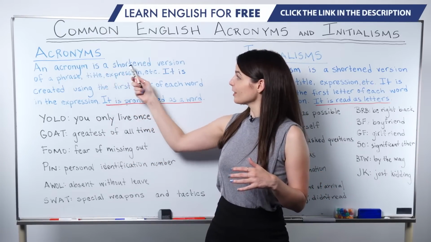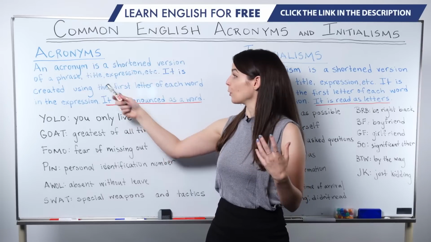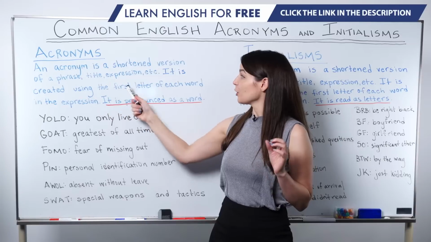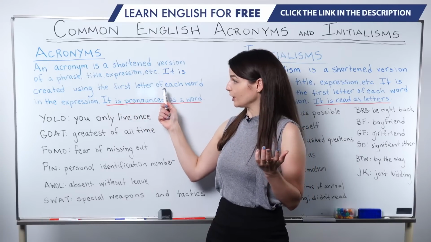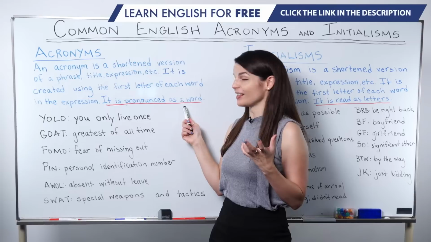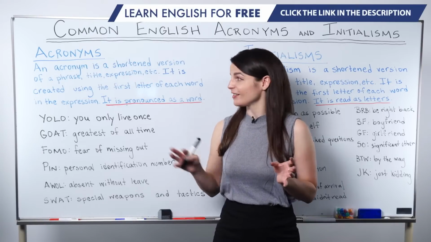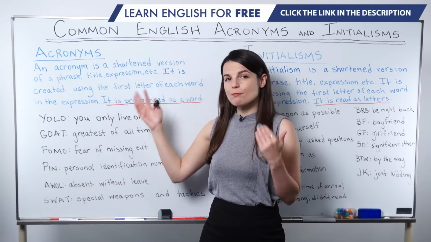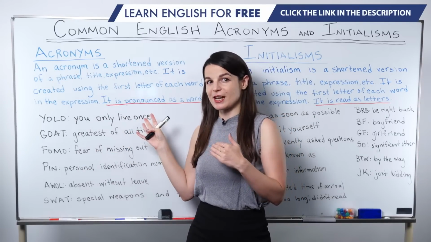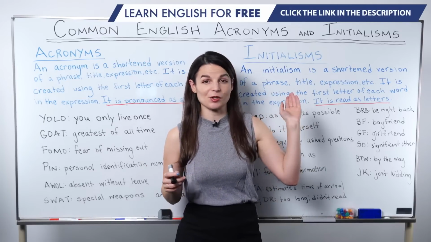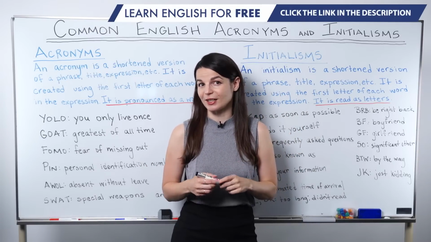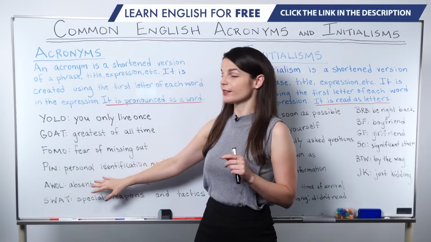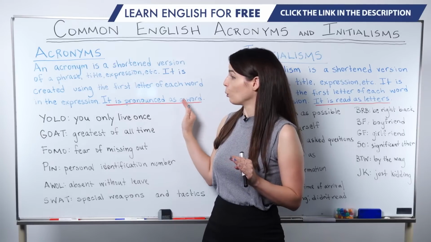Acronyms are short versions of phrases or titles or expressions and so on. Acronyms are created using the first letter of each word in the expression, and then we pronounce acronyms as a word. So acronyms are these words, for example, over here, but you may also hear people using acronym to refer to initialisms too, which we're going to talk about a little bit later. So first, let's take a look at this group of vocabulary words that are pronounced as words.